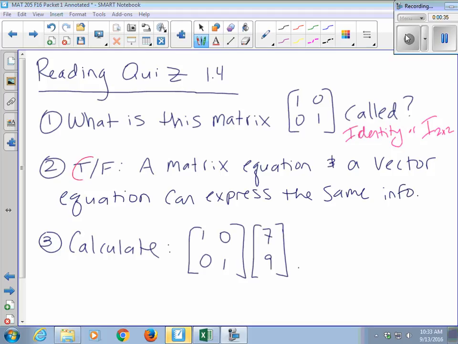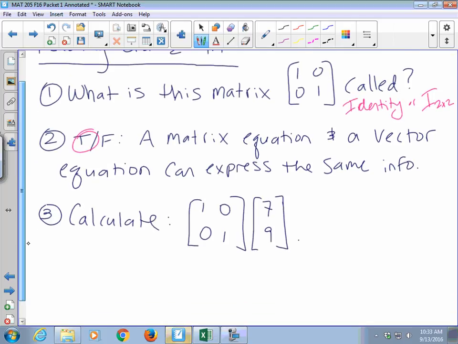True. They're just different notations for expressing a system of equations. All right, and what is the identity matrix times the vector 7, 9? 7, 9, yeah. That's the whole idea of the identity matrix. It's called the identity because it acts like the number 1 does in multiplication with real numbers. Gives you the thing back.